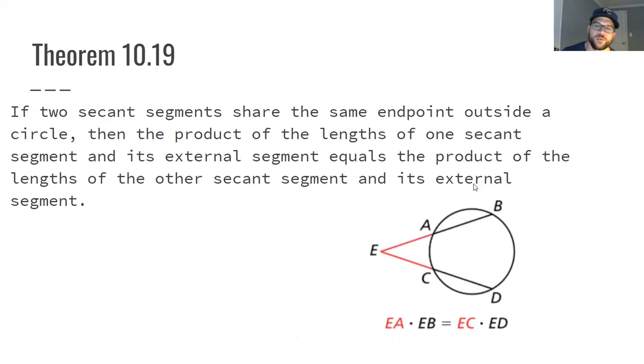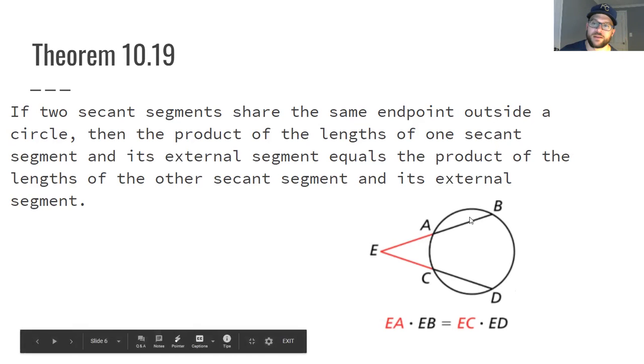When we move on to the next one, we're looking at two secant segments. Secant segments that meet on the outside of the circle but cross the circle twice. The product of the lengths of one secant segment and its external segment equals the product of the lengths of the other secant segment and its external segment. So again, looking at these individually, your EA in red, which is the external segment of the first one, times the whole secant, which is your EB, so the external times the whole, is going to be equal to the external times the whole.